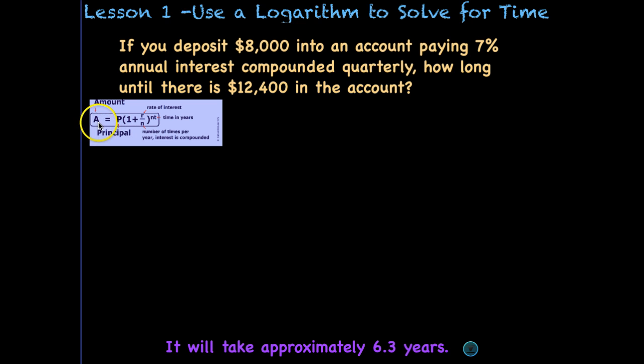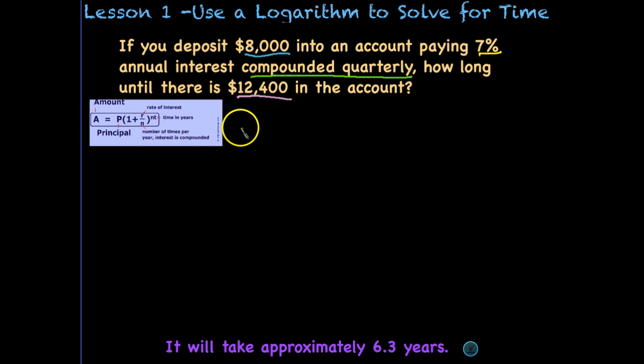So A is our future value, and this 12,400 represents our future value here in this problem because we're looking for our money to grow to be 12,400. Then P is our initial principal, which is 8,000, which is what we initially deposited. R is our interest rate up here, 7%. And it says annual interest compounding quarterly. So our compounding periods are quarterly, and that's our N.